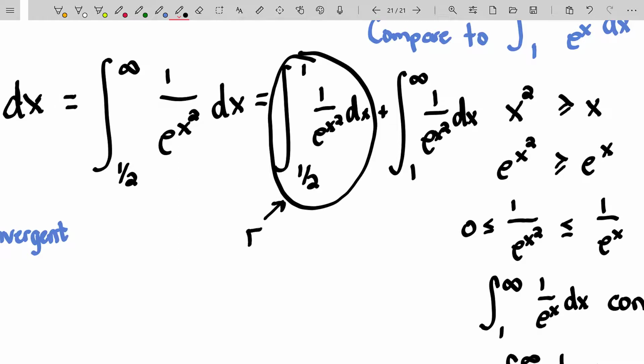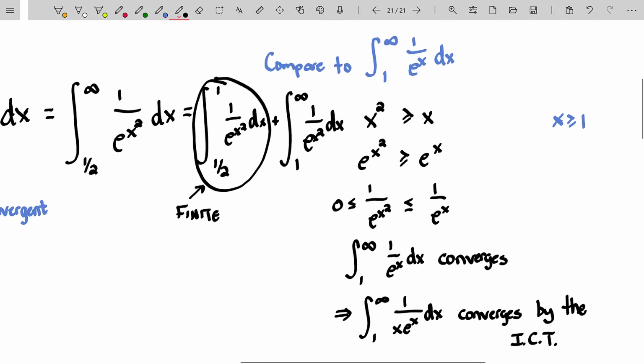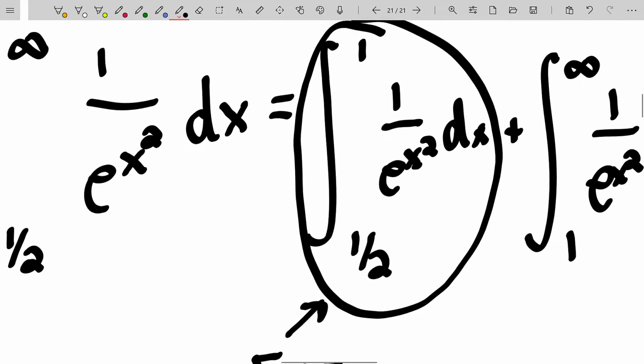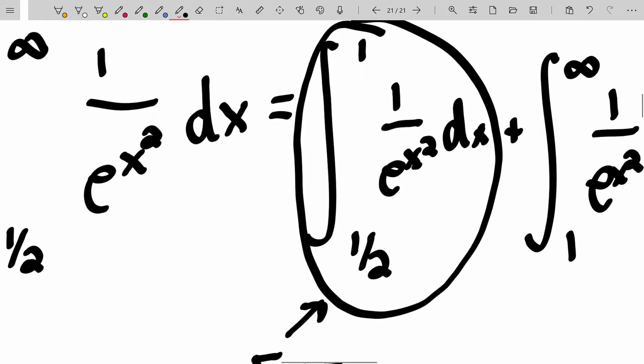That's just a finite number. I don't even care what the number is. I just know that's finite. And so if I have finite plus a convergent improper integral, it's going to be finite plus finite, which is still finite. So this is another thing you need to be aware of when you deal with improper integrals, is that every once in a while, they give you an interval of integration that you might have to adjust a little bit. Just throw out the pieces that are finite because those don't affect the convergence or divergence of the entire improper integral.